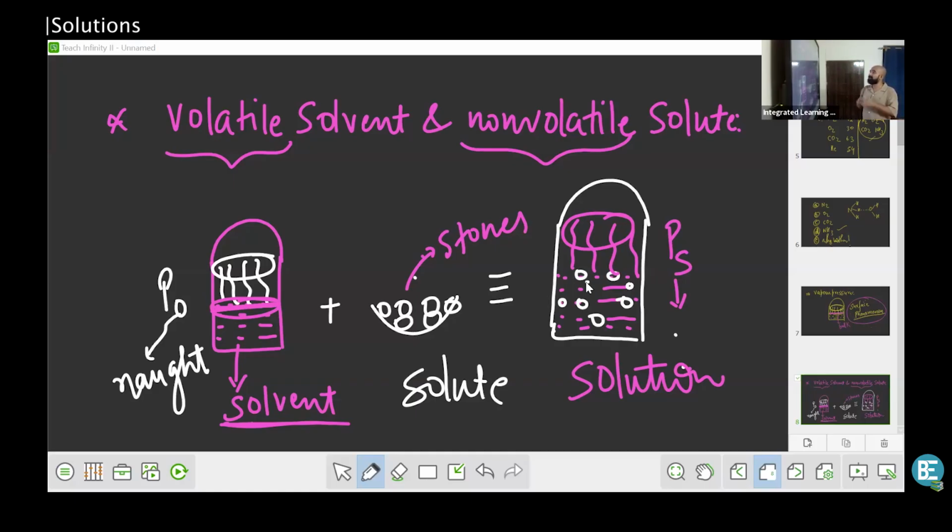What is happening in the pure solvent? There was a 100% evaporation. There was no restriction. Once you have added the stones, the stones will occupy a little bit of the surface, and as a result, the evaporation will decrease, because earlier where there was water, now there are white stones. So the evaporation will decrease. Is it clear? Everyone?